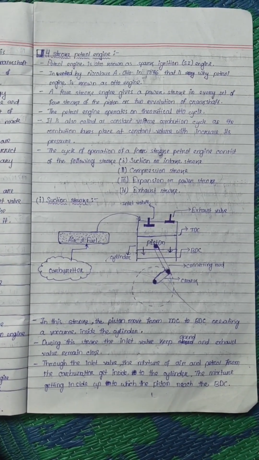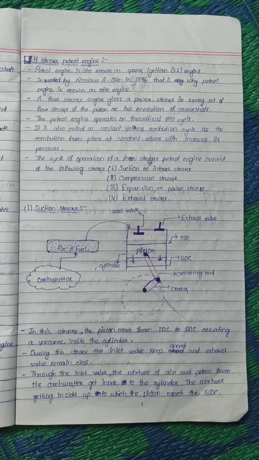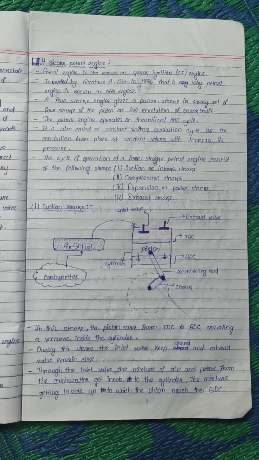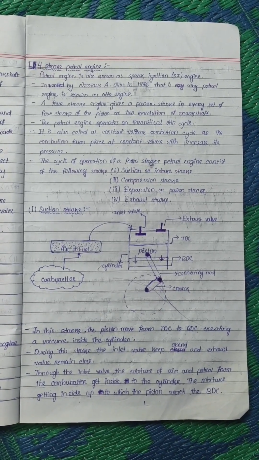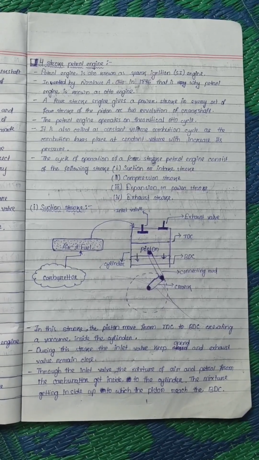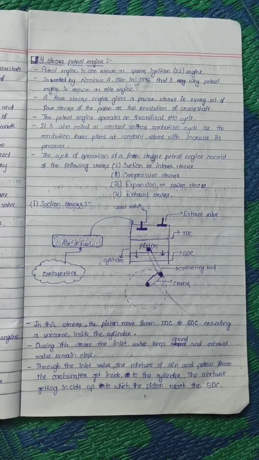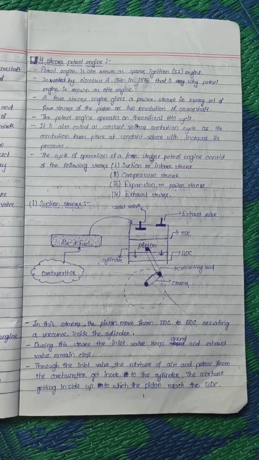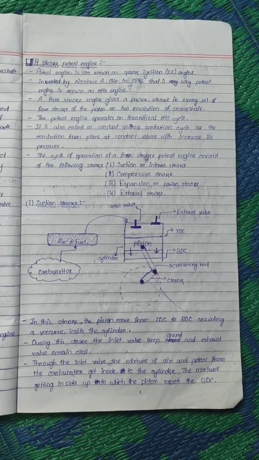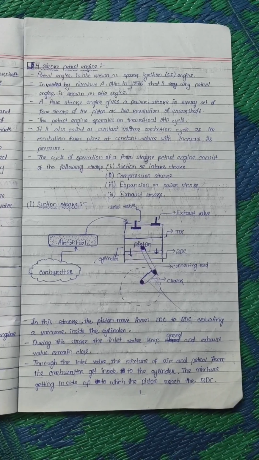So now we have the four-stroke petrol engine. Petrol engine is also known as spark ignition SI engine, invented by Nicholas A. Otto in 1876. That is why petrol engine is known as Otto engine. A four-stroke engine gives a power stroke in every set of four strokes of the piston, or two revolutions of the crankshaft. The petrol engine operates on the theoretical Otto cycle.